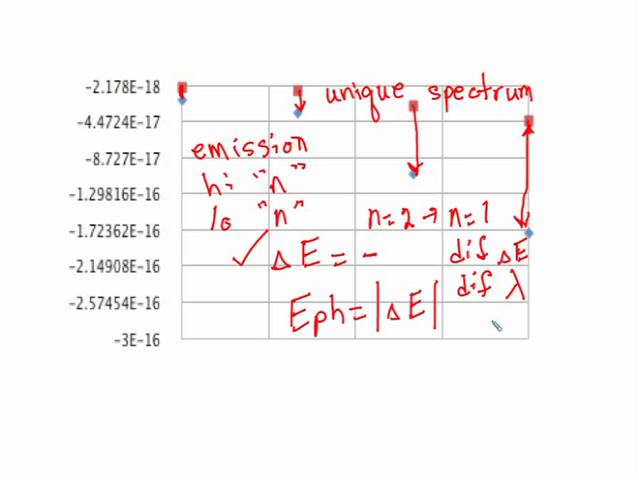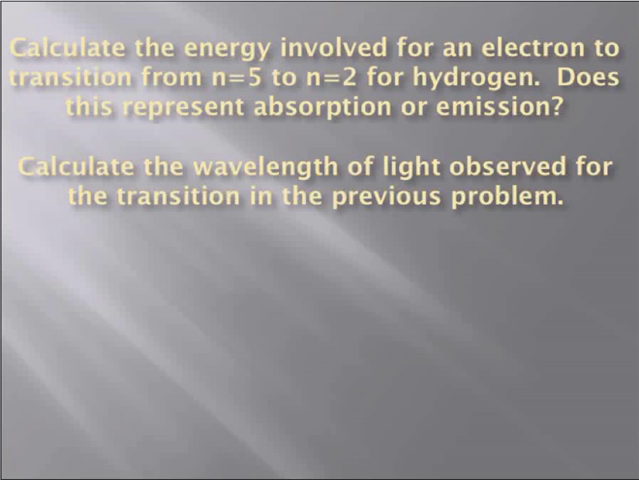So let's then go into one more problem on this. Hopefully that helped. If not, I can certainly reteach it in class. Next is the calculation of the energy involved, and then we're going to calculate the wavelength of the light observed for a transition, an emission or absorption, haven't specified yet, for hydrogen.